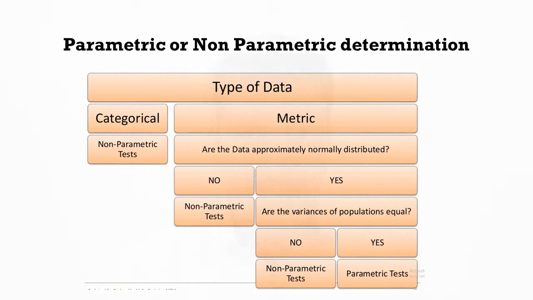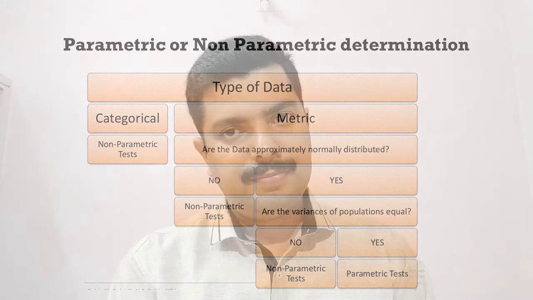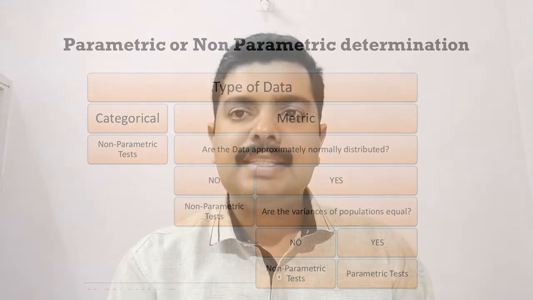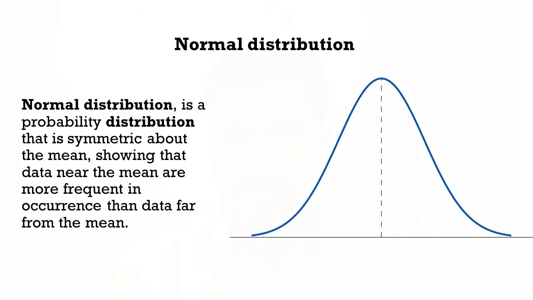Now, to end with, I would say the parametric or non-parametric determination can be done using the type of data you have. If you have categorical data, a nominal data, you can use non-parametric test. If your data is metric, that is, interval or ratio scales, you first have to ask a question: are the data approximately normally distributed? Now, what do you mean by normal distribution?